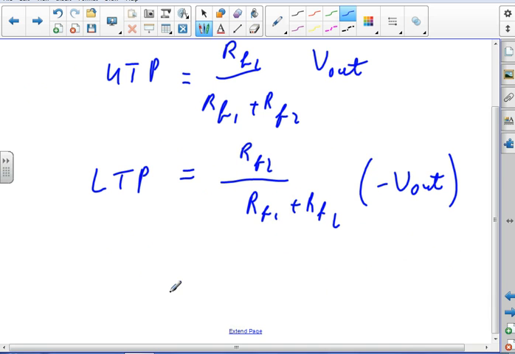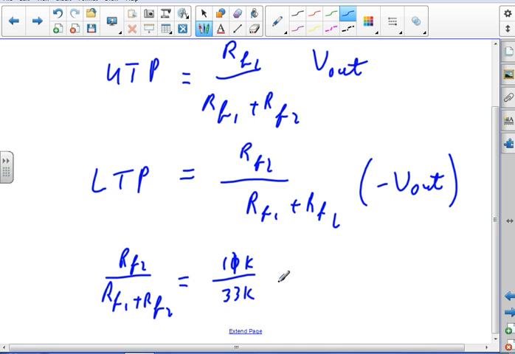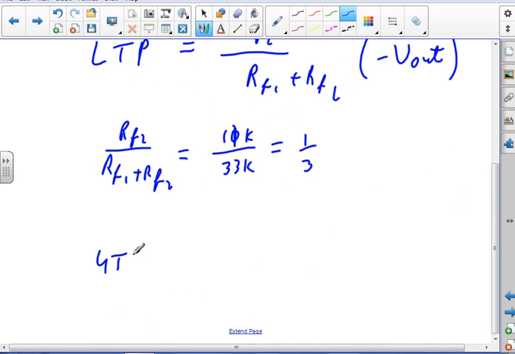Back to the picture. Okay, so RF2 over RF1 plus RF2. We'll see that we're using the same thing twice. 11K divided by 33K, so that looks like 1/3. So my upper trip point is going to be 1/3 of the voltage out, and my lower trip point is going to be 1/3 of the minus voltage out.